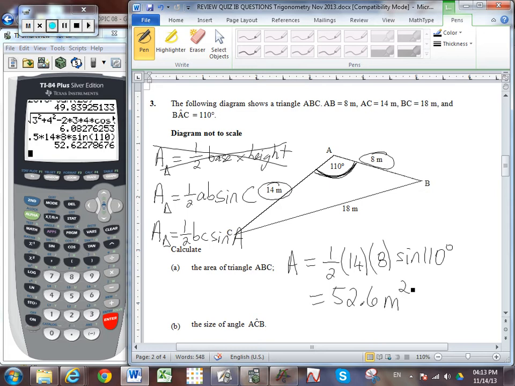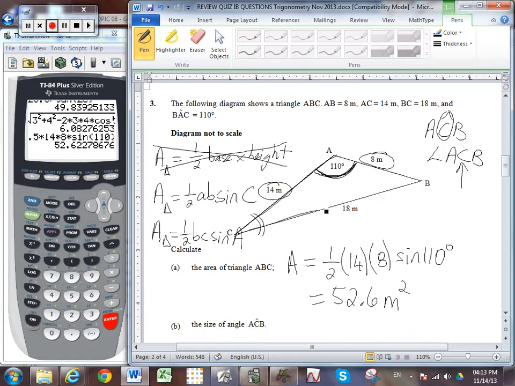Okay? Let's find the size of angle ACB. If you haven't seen that notation before, it's an old IB notation. This means the same as angle ACB. The point being is that the angle is at C. Well, we already knew that because it's in the middle of the 3-letter angle, isn't it? It's always the angle at C. So let's find the angle at C.